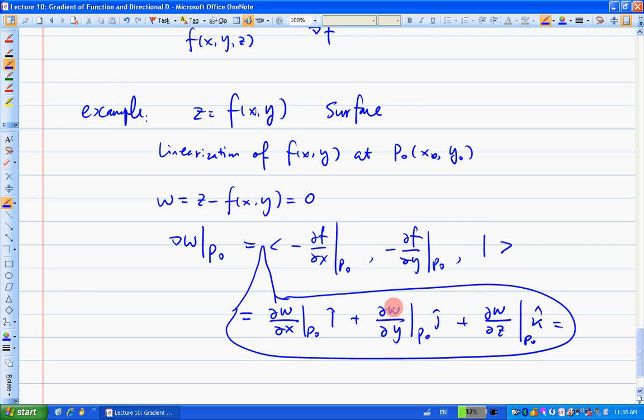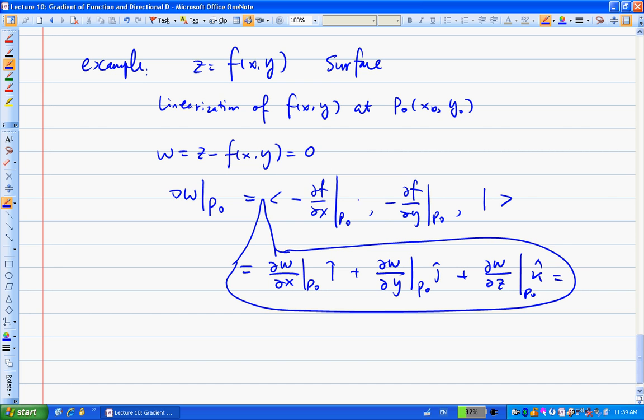Second one, similarly, partial W over partial Y. And Z is not a function of Y, so this is basically negative partial F over partial Y. And the last one here is partial W over partial Z. F is not a function of Z. Only Z is a function of Z itself, and partial Z over partial Z is 1. Okay? Clear? All right, so now I've got my normal vector to the plane.